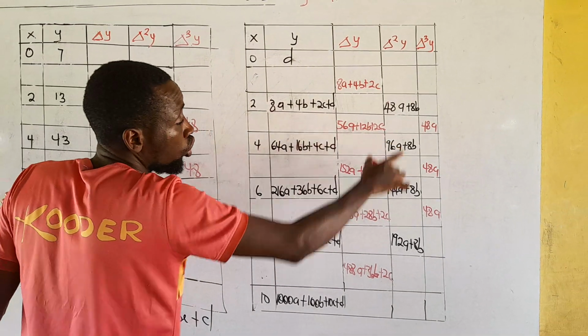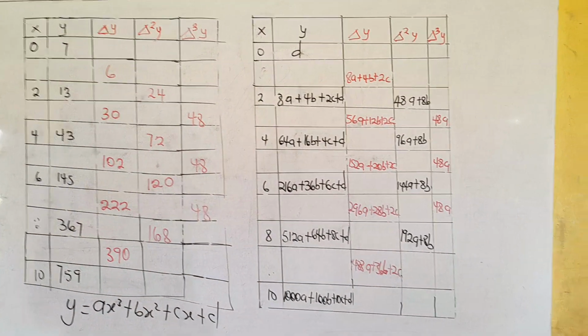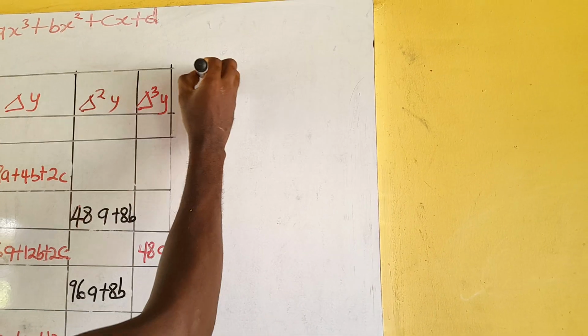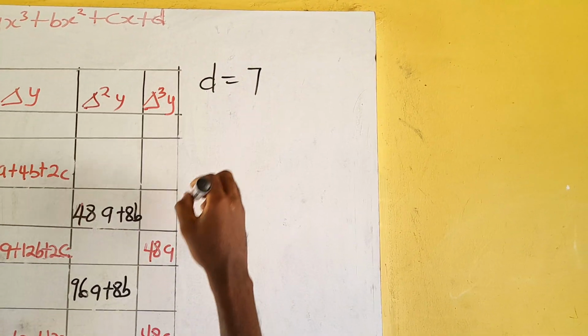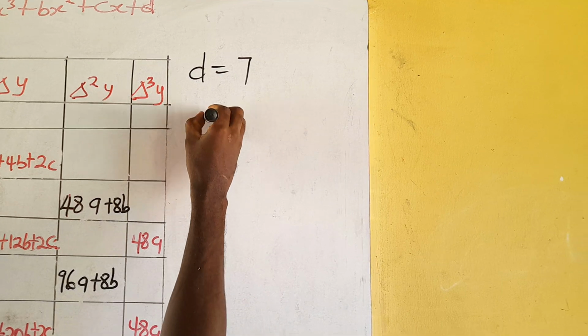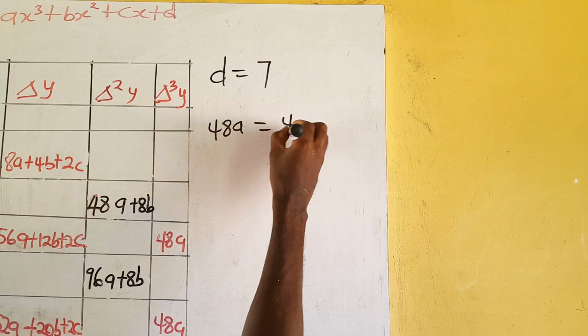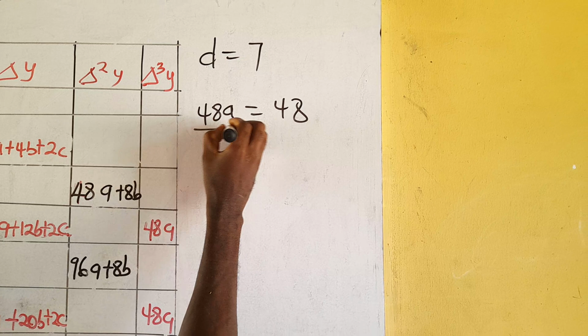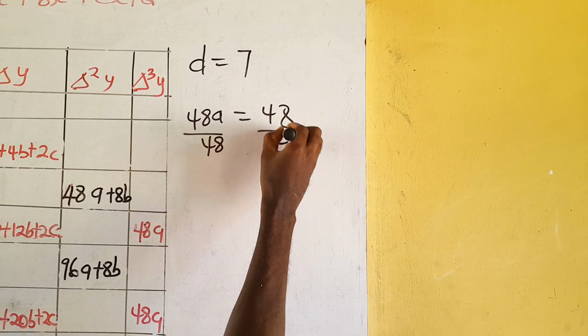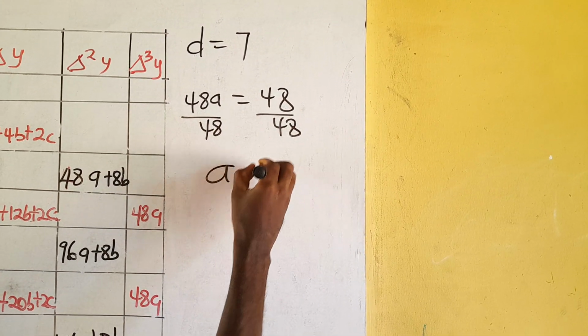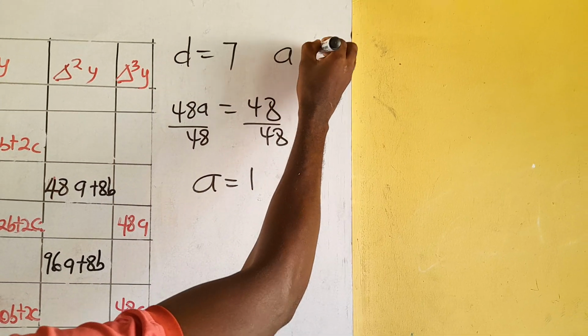Then 48 is also equal to 48a. So we can say our d is equal to 7. Then 48a is equal to 48. We divide both sides by 48. a is equal to 1. So our a is 1, d is 7.